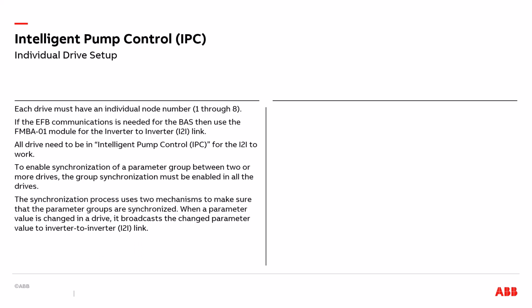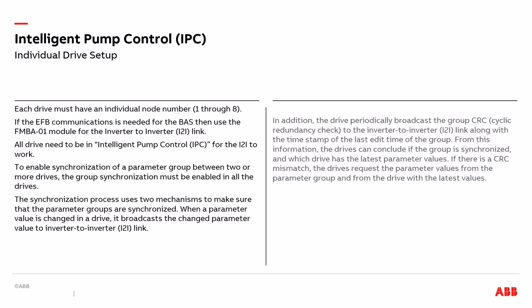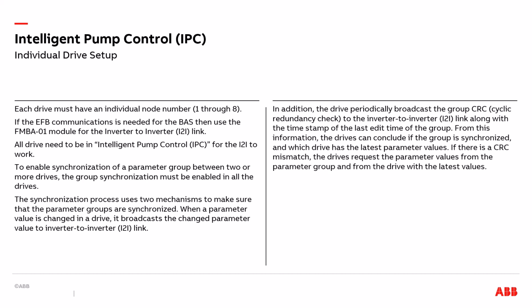The synchronization process uses 2 mechanisms to make sure that the parameter groups are synchronized. When parameter values are changed in any given drive, it broadcasts the changed parameters through the inverter-to-inverter link. In addition, the drives periodically broadcast what we call a CRC, a cyclic redundancy check, through the inverter-to-inverter link. This allows for a timestamp for the latest edit time of the group. From this information, the drives conclude if the group is synchronized and which drives have the latest parameter values. If the CRC mismatches, then the drives request parameter values from all the drives in the group and pick the ones with the latest values. You can monitor changes in the drive's configuration with the parameter checksum calculations.